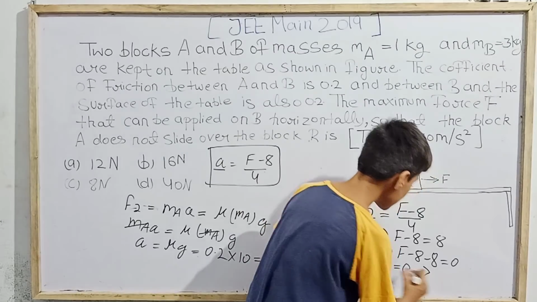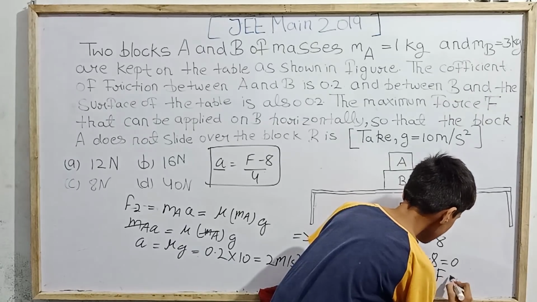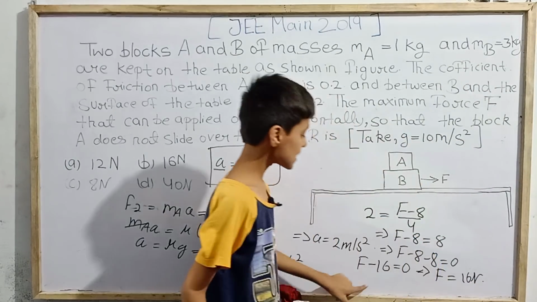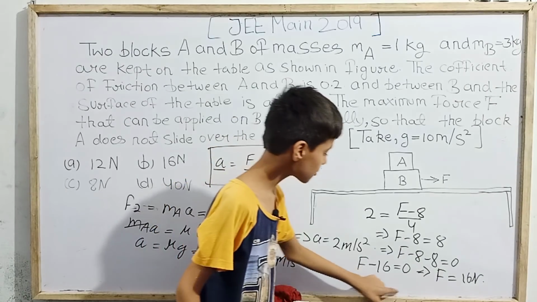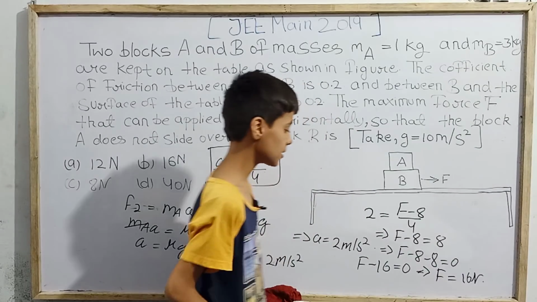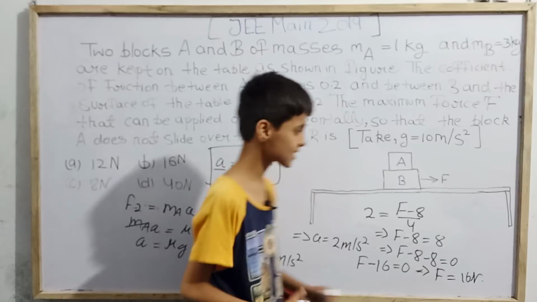So minus 16 will become positive. So F equals 16 newtons. Because F minus 16 equals 0, this minus 16 we send to this side. Here it was negative, here it will be positive. So F equals 16 newtons.